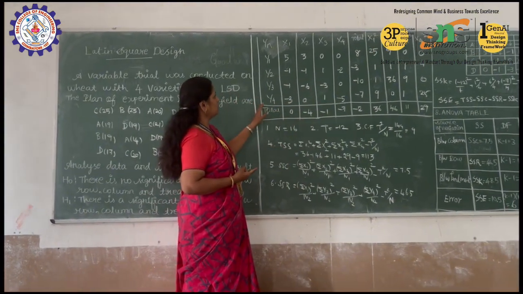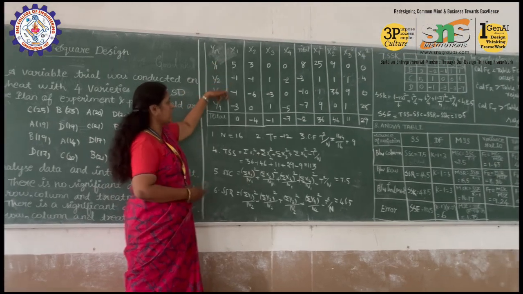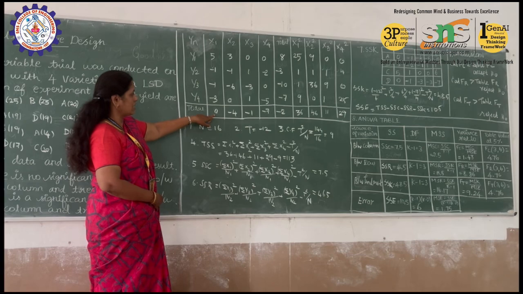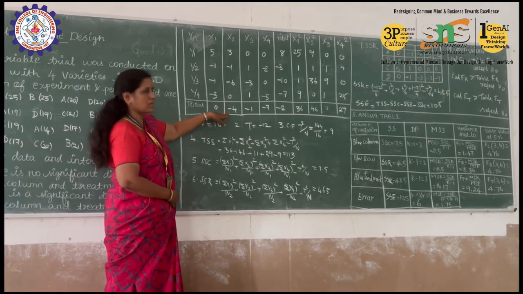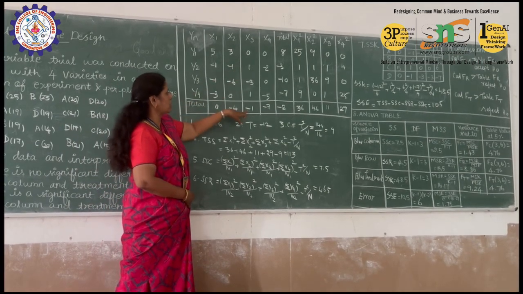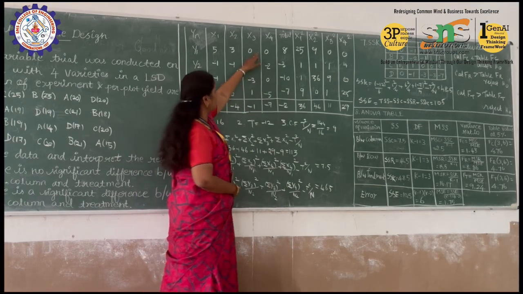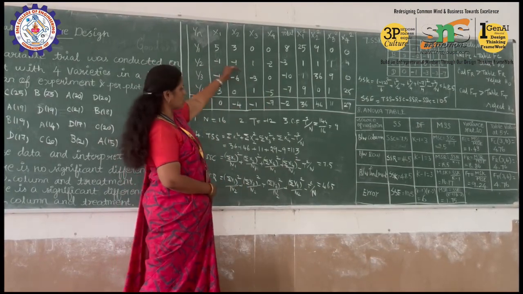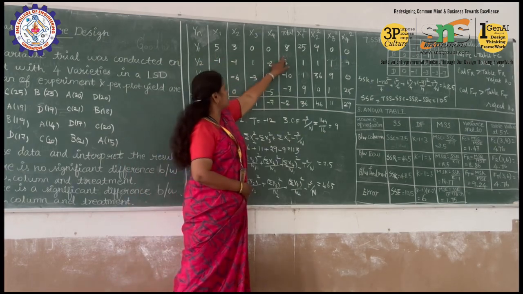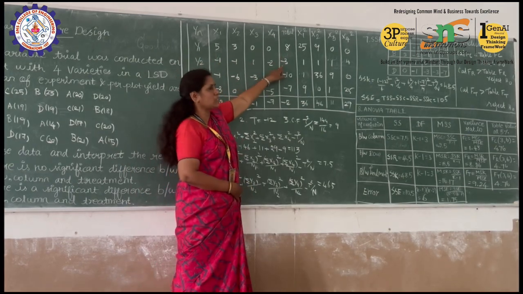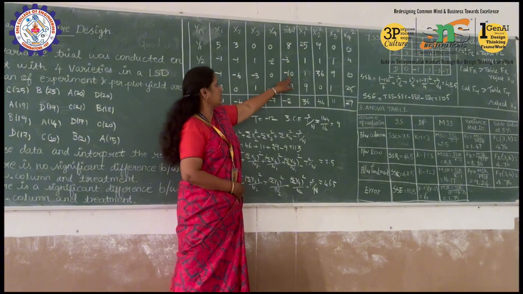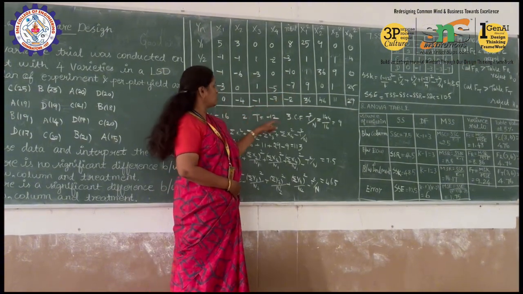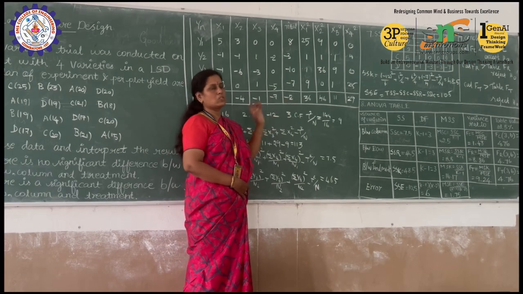After that we calculate the column-wise totals: the summation of x1 is 0 here, the summation of x2 is minus 4, the summation of x3 is minus 1, and the summation of x4 is minus 7. Next we calculate the row-wise totals: the summation of y1 is 8, y2 is minus 3, y3 is minus 10, and y4 is minus 7. So the total value is minus 12 here.